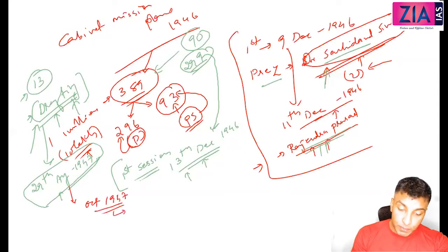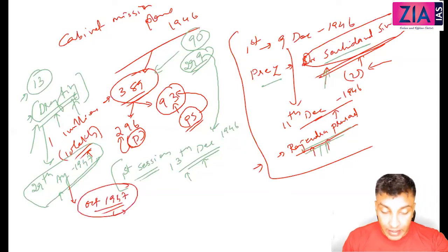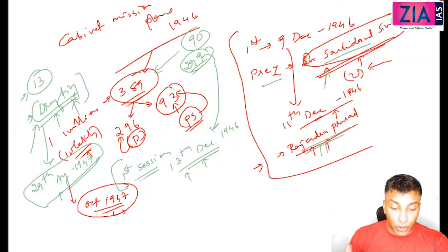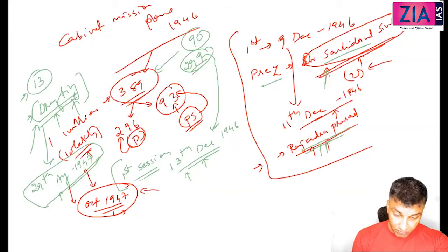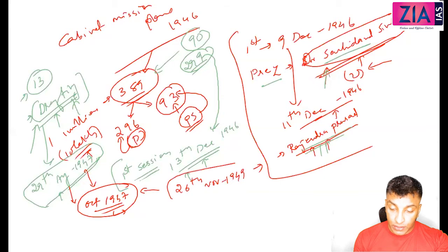Once the draft is prepared, what will they do? They will go for debating whatever changes are required, and then voting, and all these processes. See, hardly in 2 months, right? August, September, October, the draft is ready. And when it went for voting and changes, it was finally adopted and enacted on 26th November 1949. So the constitution was finally adopted and enacted on 26th November 1949.